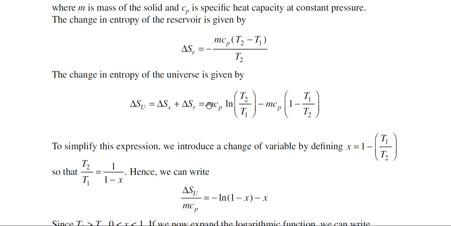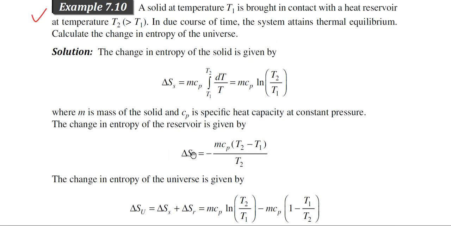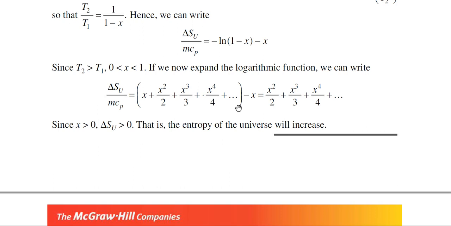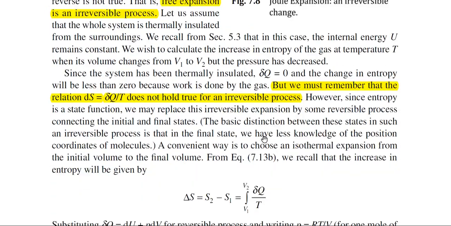Why are we saying the change of entropy of the universe? Because this is the sum of the entropy change in the whole process. A solid is in contact with the heat reservoir. So, when there is a heat exchange and when we are considering the total entropy change, ultimately this is the change of entropy of the universe. So, that is always greater than 0, that is, the entropy change of the universe will always increase.